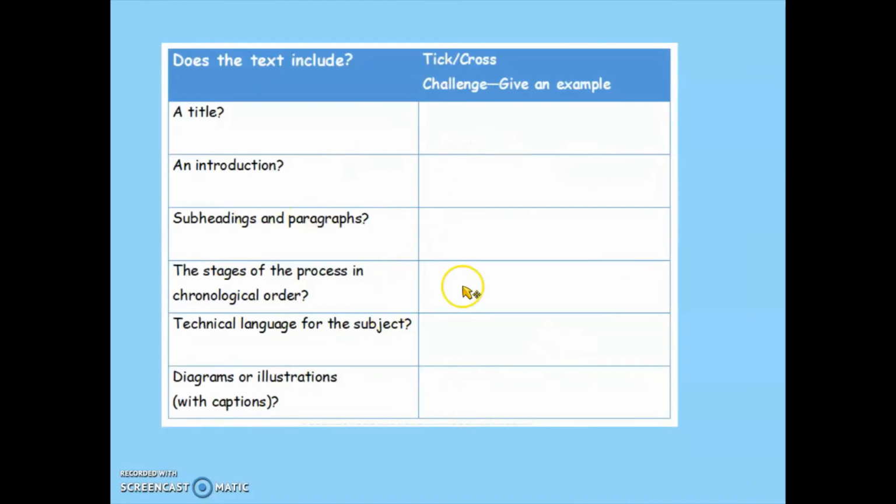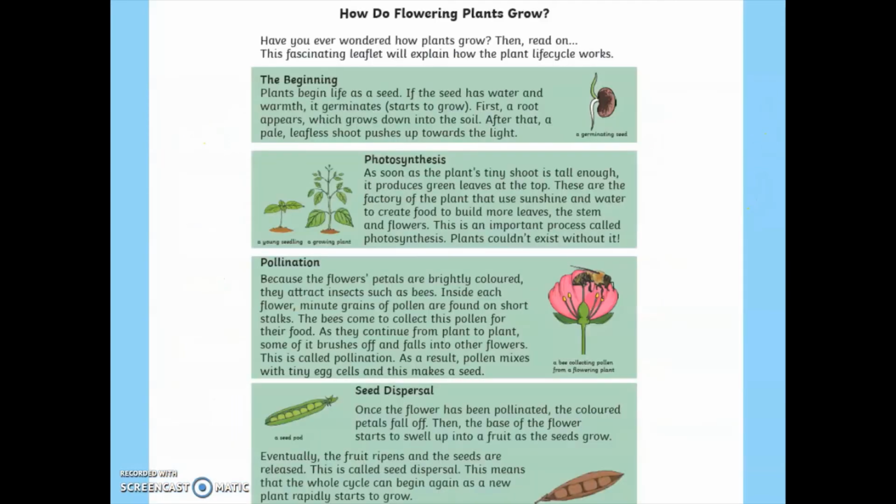So in your packs you should have a copy of this. And we're going to look over the text together. So the first thing, a title. Does it include a title? Oh, we can see at the top, how do flowering plants grow? In bold.